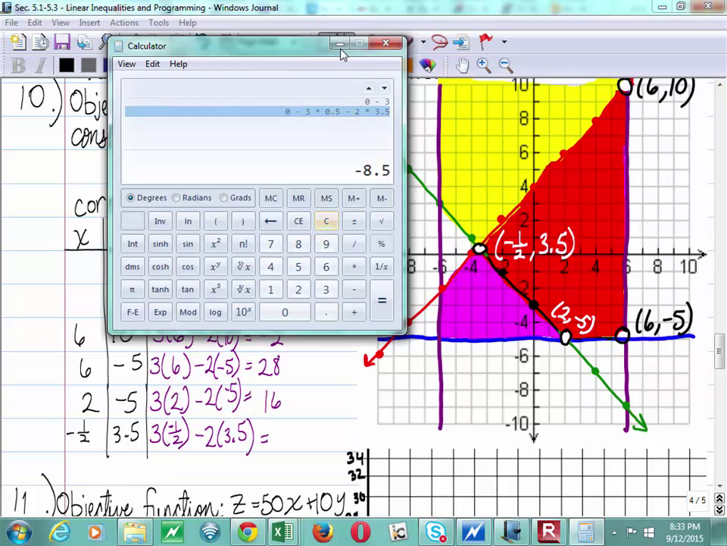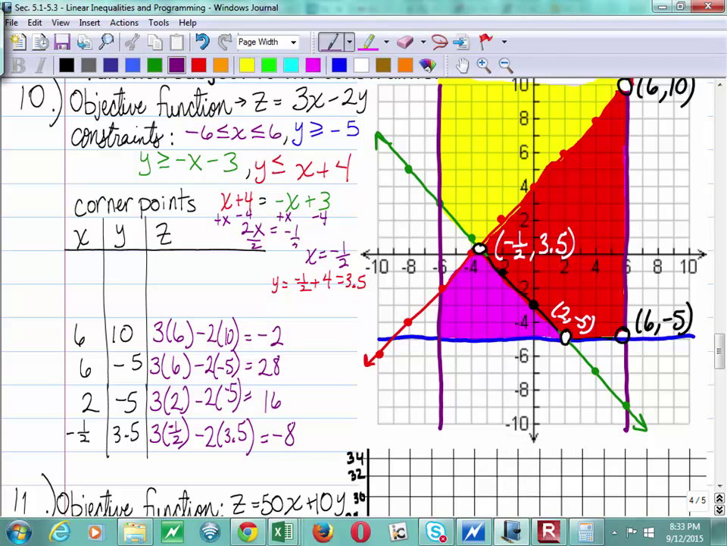All right. So negative 8.5 is the minimum, which is located at the point negative 1/2, comma 3.5, and the maximum is 28, which is located at the point 6, comma negative 5.